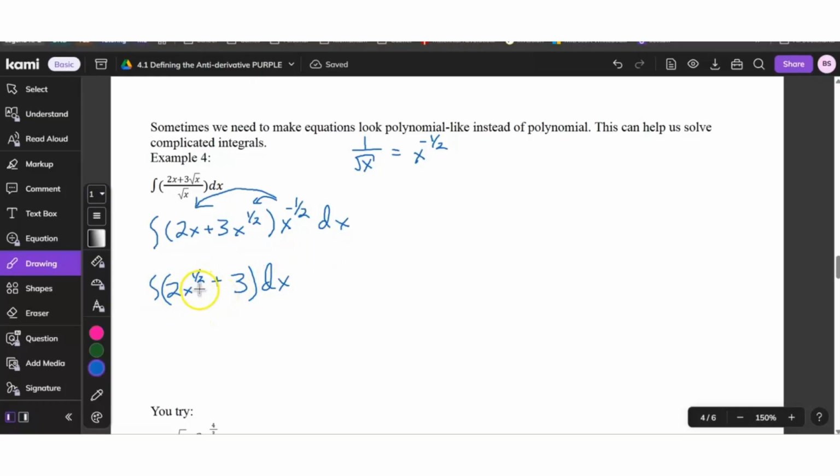Now don't get freaked out just because it's a fraction. The process does not change. We still just add 1, divide by the new exponent. So this is going to become 2. What is 1/2 plus 1? 1.5. It's easiest if we leave it as a fraction, so 3/2. Plus 3x plus c. Now I missed something here.